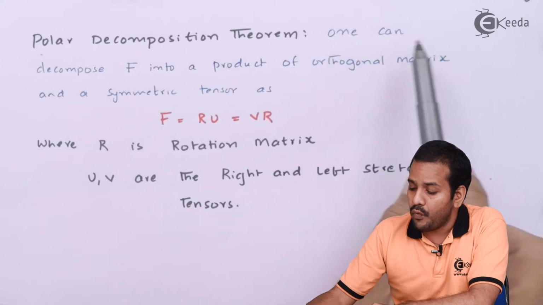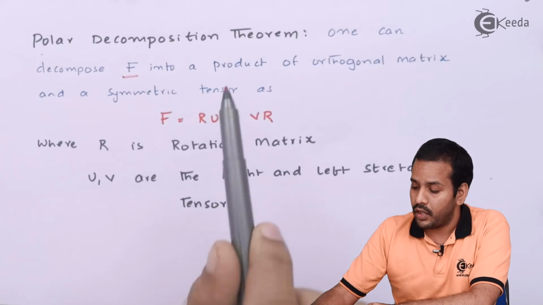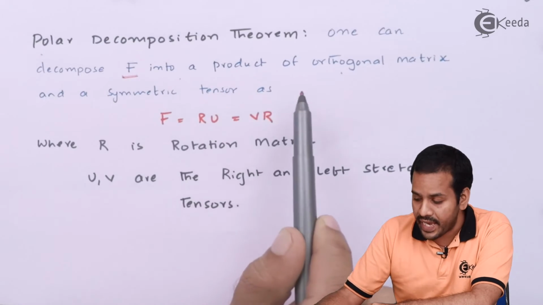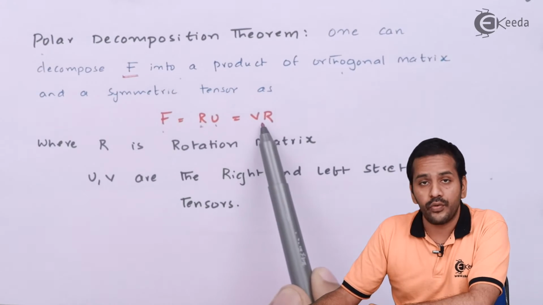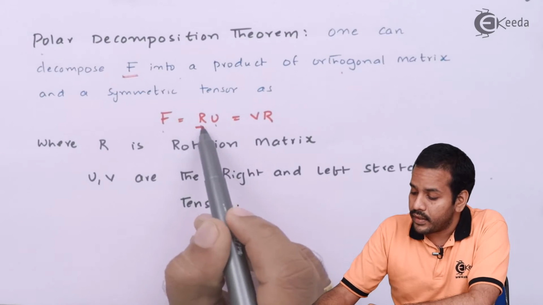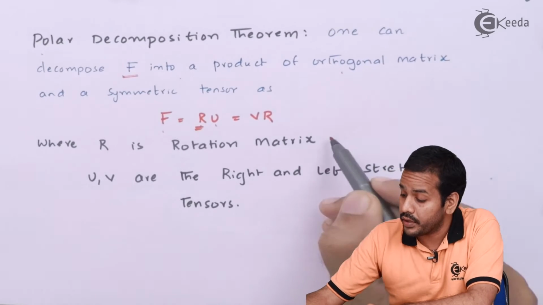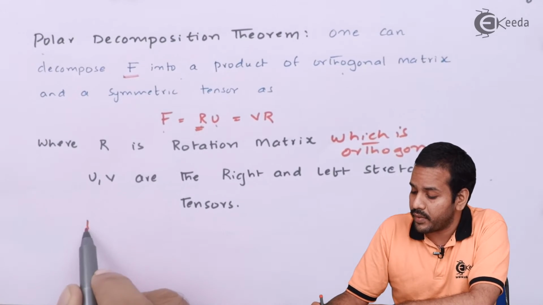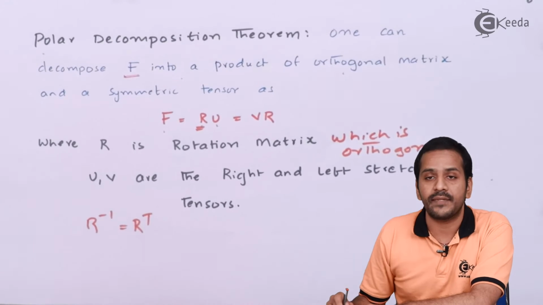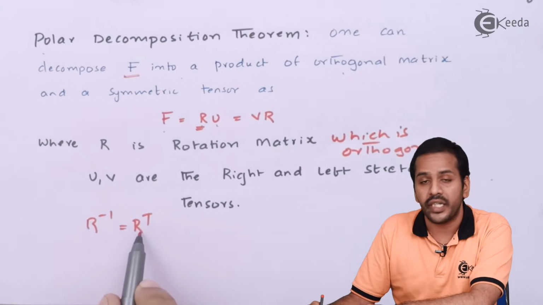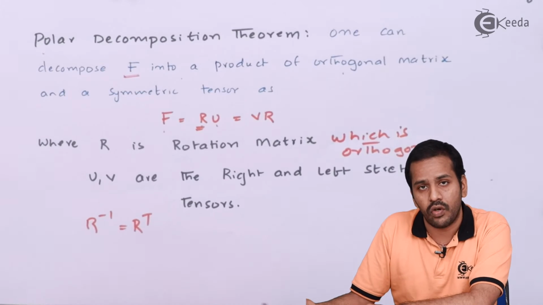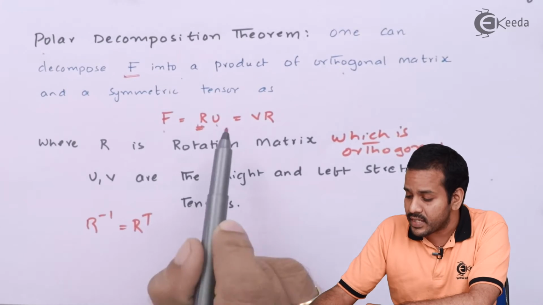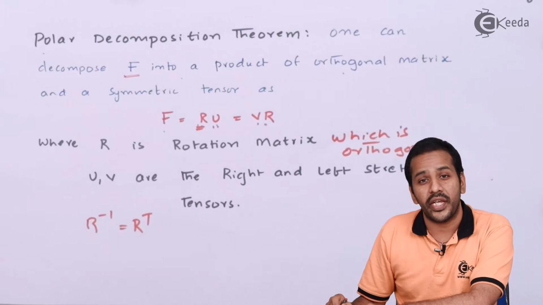So what does it say? One can decompose this capital F into a product of an orthogonal matrix and a symmetric tensor, as F is equal to RU is equal to VR. So this R is a rotation matrix which is orthogonal. So how do we define an orthogonal matrix? An orthogonal matrix is nothing but R inverse is equal to R transpose. If the transpose of that particular matrix is equal to the inverse, then that is called an orthogonal matrix. So this R represents the orthogonal matrix and this U and V represent the stretch tensors.